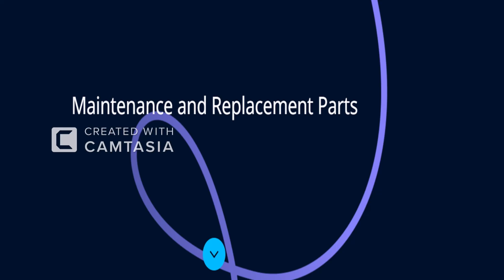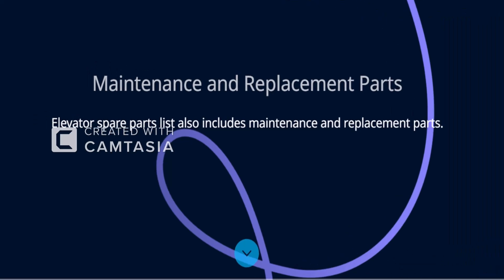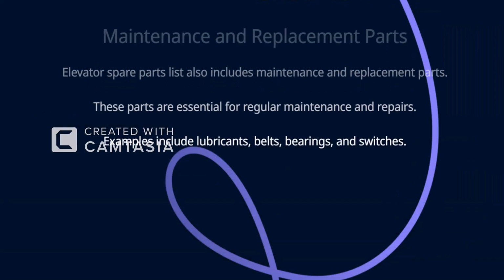Finally, we have maintenance and replacement parts. Keeping an elevator in good working order requires regular maintenance, which includes replacing worn-out parts. Essential maintenance and replacement items include lubricants, used to reduce friction in moving parts, ensuring smooth operation. Belts and bearings. These wear out over time and must be replaced to maintain efficient mechanical movement.